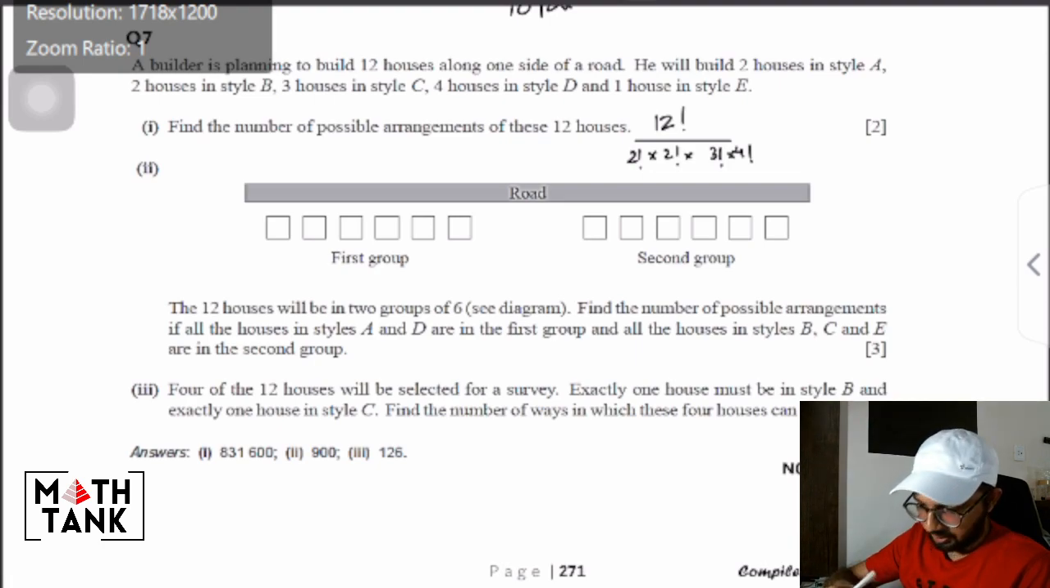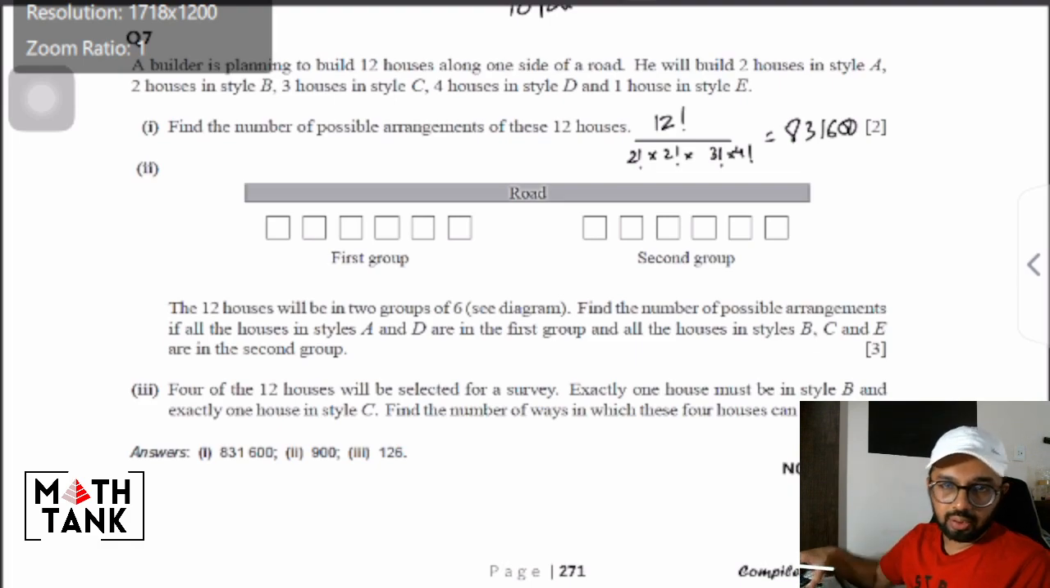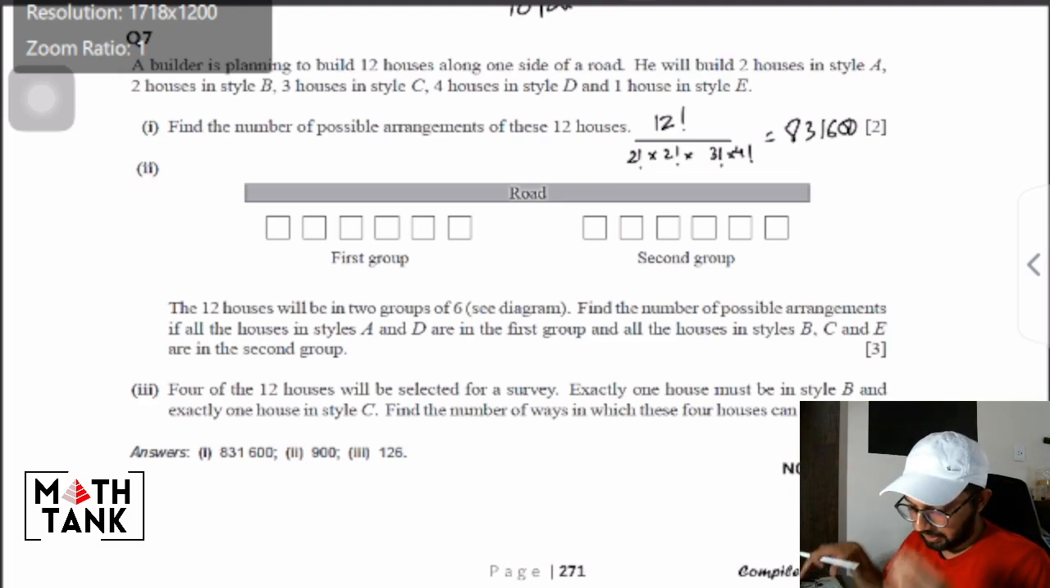2 into 2 into 6 into 24, I think. Yeah. 831600. Yeah, that's fairly simple, I think. Then part 2 says the 12 houses will be in 2 groups of 6. Find the number of possible arrangements if all the houses in style A and D are in the first group.